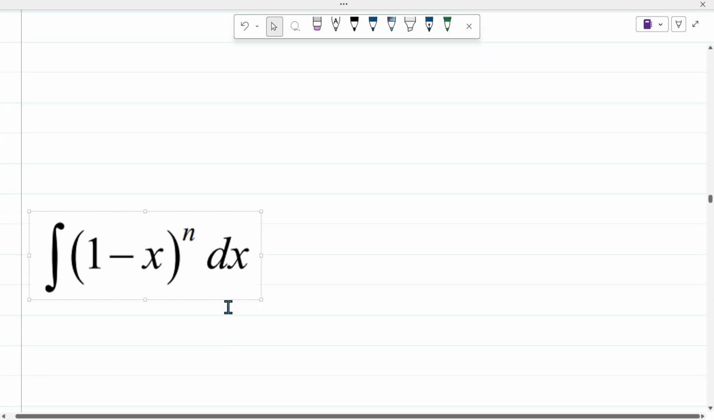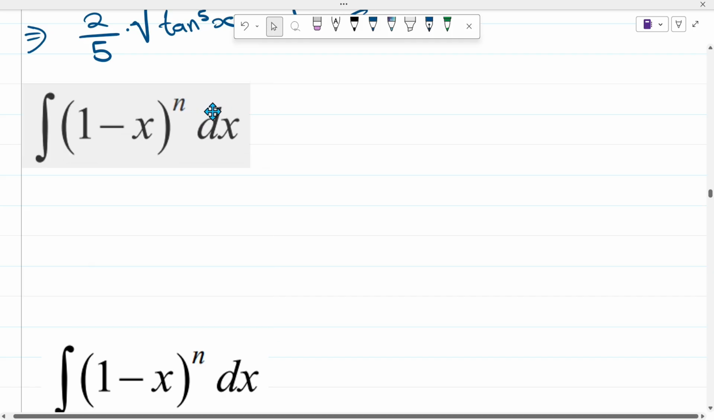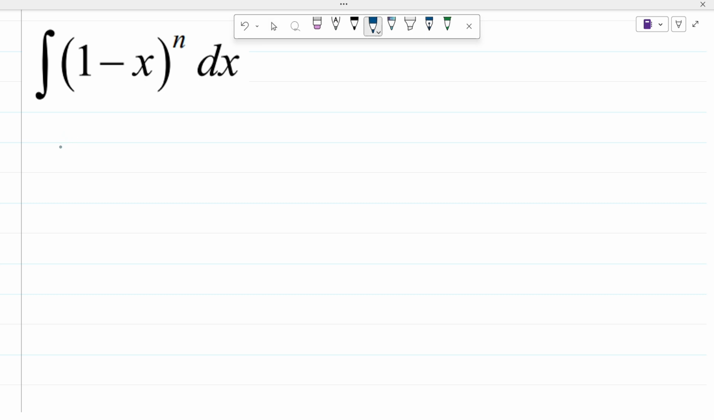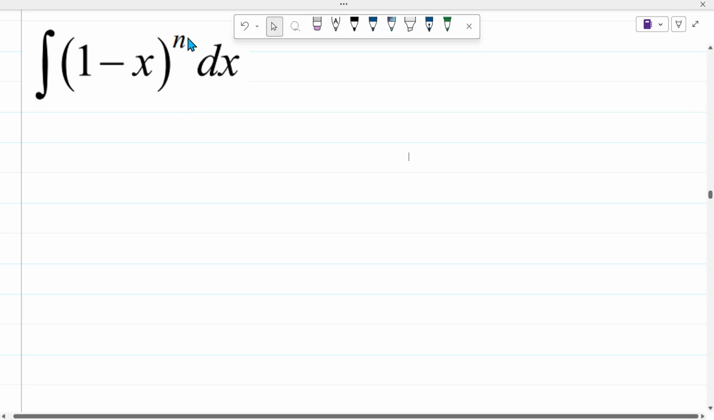So we have another one here, so let's quickly solve this one and then we'll see what to do from there. So we have the integral of 1 minus x to the power n dx. So we ask ourselves, can we simplify this? Definitely no, because we cannot expand. So what are we going to do from there?